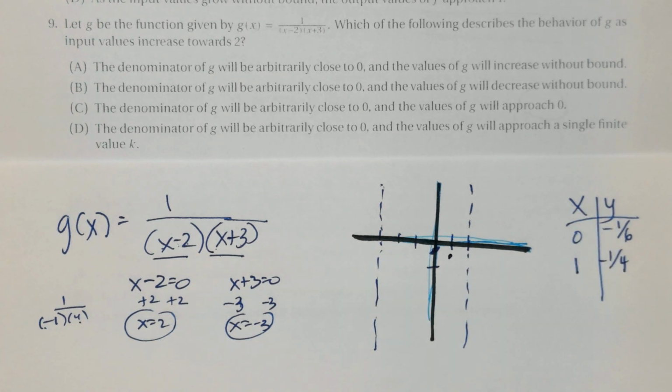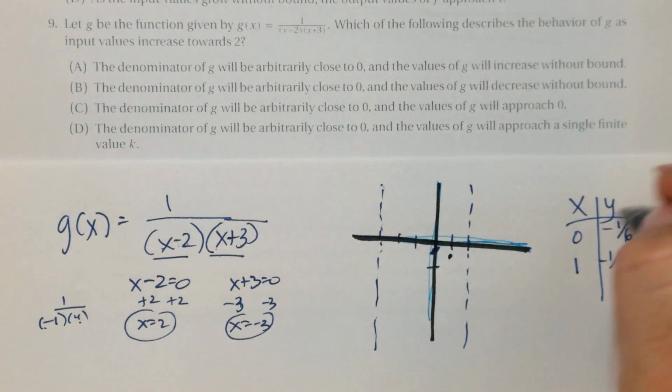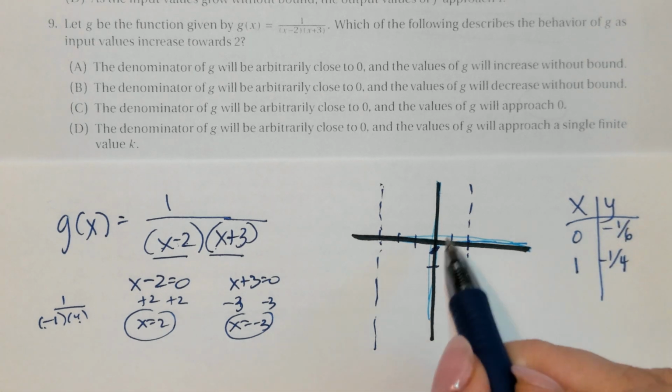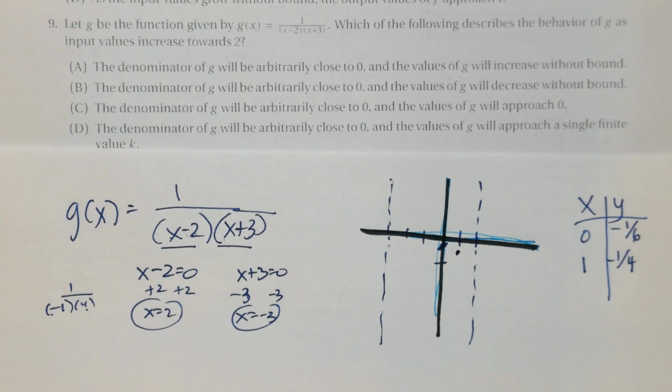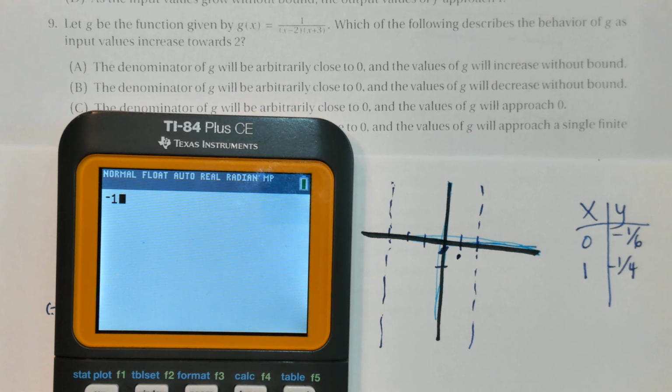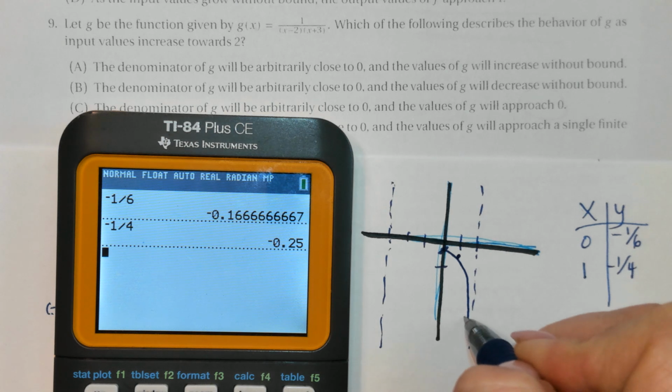Now, really quick, what I need to know is, is this going down or is this going up? If you are not comfortable with fractions, I know that this number is closer to 0 versus negative 1/4. So negative 1/6 is closer to 0 than negative 1/4, which is negative 0.25. So I can see that it's in the trend of going downwards.